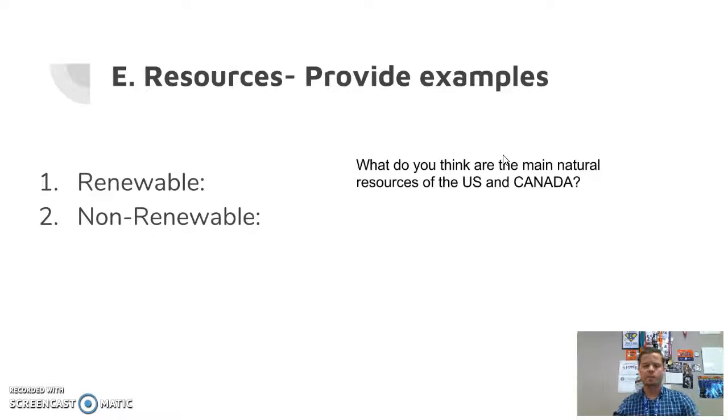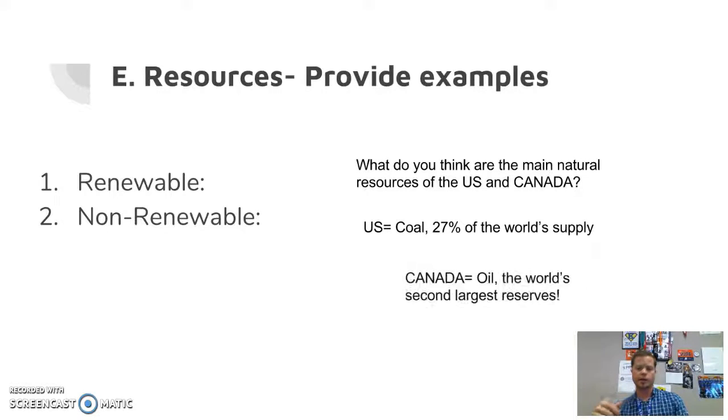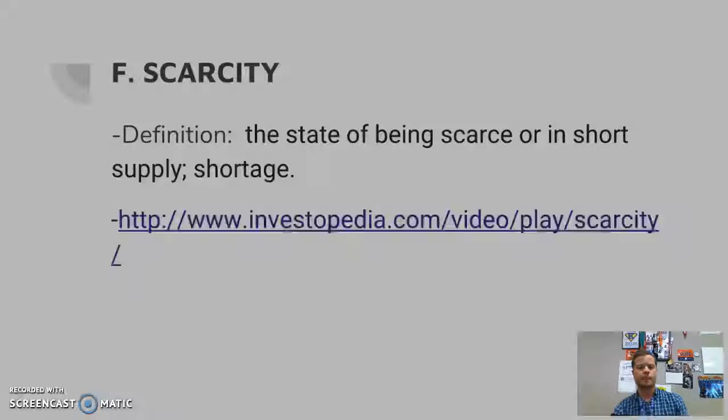Resources. Okay, we talked about renewable, non-renewable. Renewable, for example, would be timber and water, where non-renewable would be most of your fossil fuels, so oil, coal, all that stuff. U.S. #1 natural resource actually is coal, and then Canada is oil, which I thought was very interesting because they have the second largest reserve.